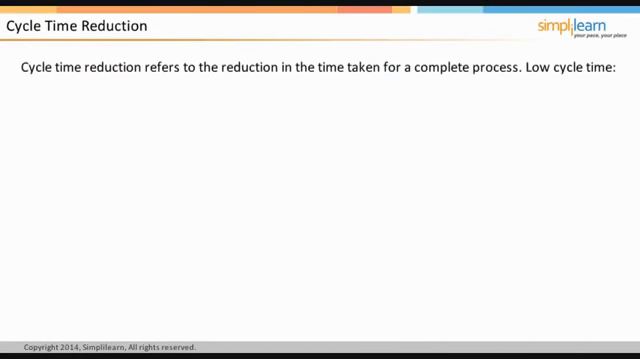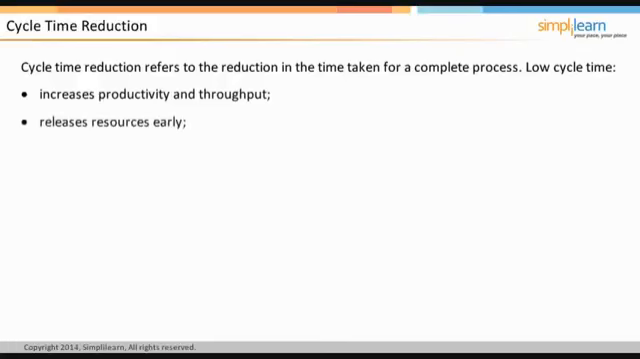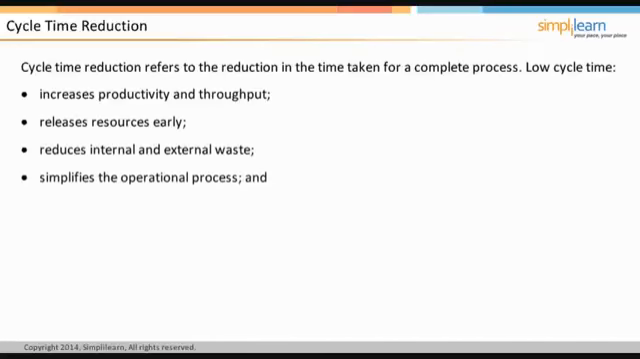Let us understand the concept of cycle time reduction in this screen. Cycle time reduction refers to the reduction in the time taken for a complete process. Implementing Lean techniques reduces cycle time and releases resources faster than any other method. Low cycle time increases productivity and throughput. Lean techniques release resources early, achieving more production with the same machinery. Internal and external waste is reduced, and the operational process is simplified with a decrease in product damage.